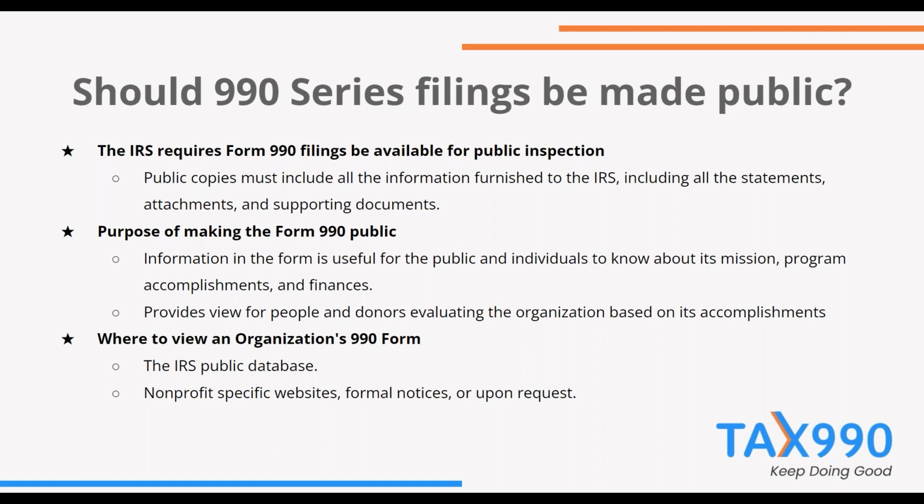It also provides an option for people and donors interested in supporting a particular organization by evaluating them based on its accomplishments. You can search for a nonprofit's organization 990 form with the IRS. However, many nonprofit organizations make their information return public either through a website post, formal notice, or upon request. Since Form 990 provides valuable information for donors and the public, every nonprofit organization should ensure that the information return is filed correctly and on time.